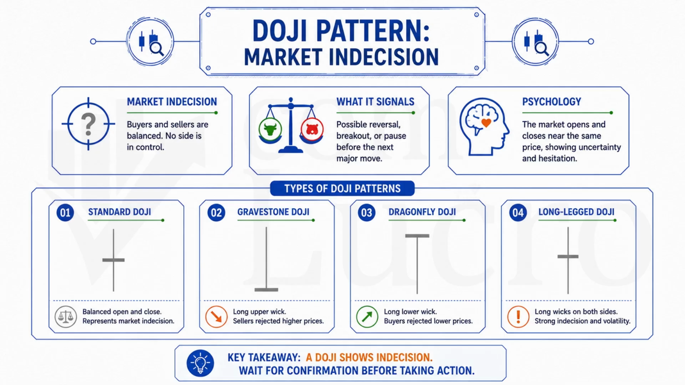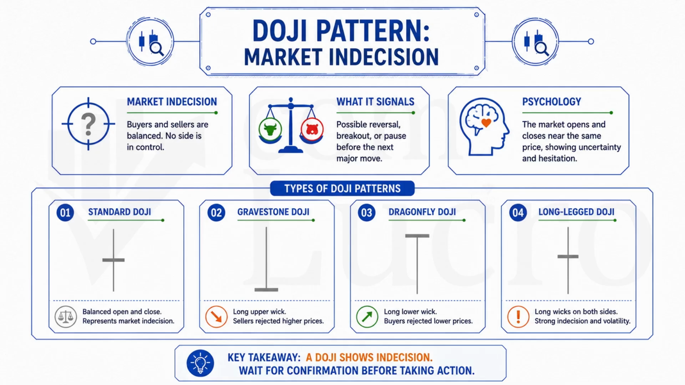Finally, the long-legged doji, which, as the name suggests, has long wicks on both sides, reflecting heightened indecision and volatility. Both buyers and sellers are active, but neither can hold control, and this doji is often seen before significant market breakouts. Now the psychology behind the doji.